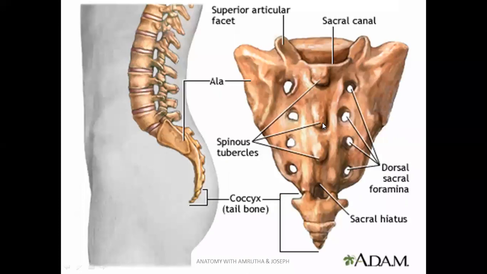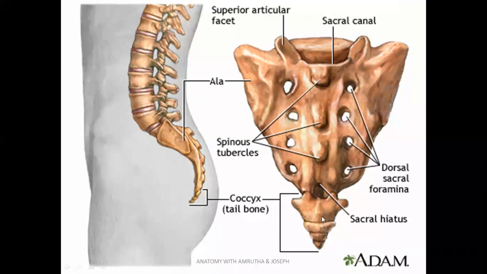Here, this is showing the sacrum. The sacrum is a part of the vertebral column, formed by the five sacral vertebrae. They join to form the sacrum. In fact, it has an anterior aspect and a posterior aspect. This is the posterior aspect. You can see the spines of the vertebrae, they join to form the spinous tubercles. And there are foramina, which can be seen posteriorly, called the dorsal sacral foramina. At the same time, you can see them anteriorly. They are called the anterior sacral foramina.